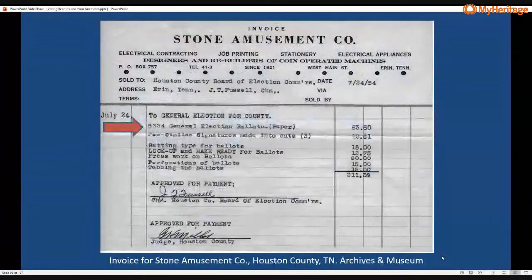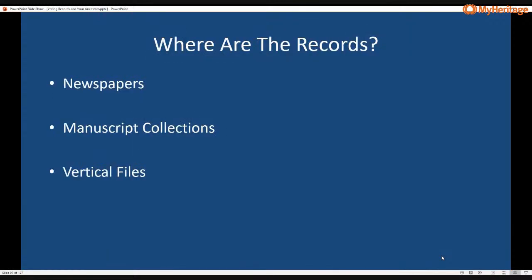And this is something different as well, that L.F. Stone actually owns Stone Amusement Company. And it shows here that he actually printed the general election ballots for the local election. So I thought that was pretty interesting. You never know what you're going to find in a manuscript collection, and this is a perfect example of that.